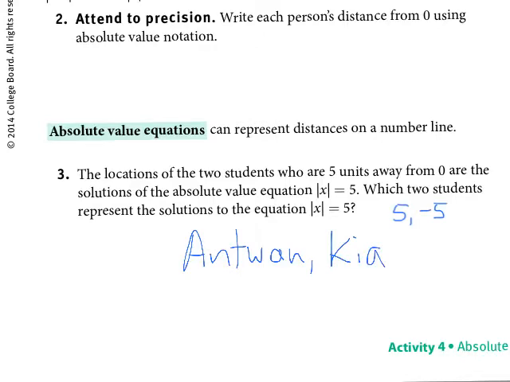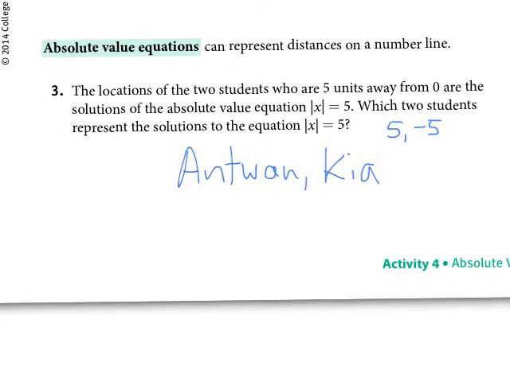Okay, those two students are standing 5 units away from zero. So again, just a quick recap of how these things are read. If I say the absolute value of -7, I'm asking myself how many spaces away from zero is -7? It is 7 spaces away from zero.